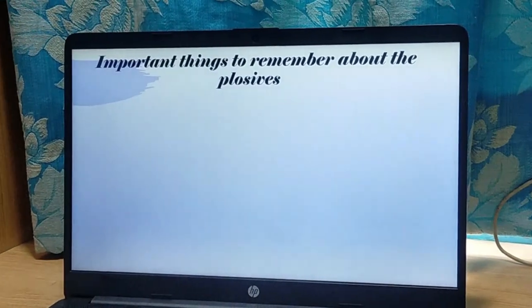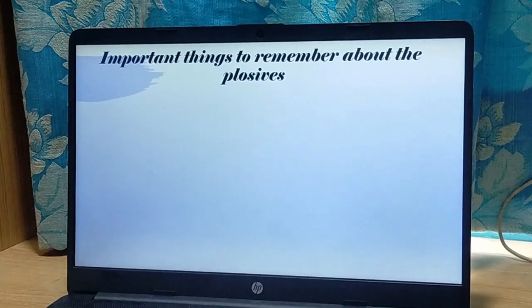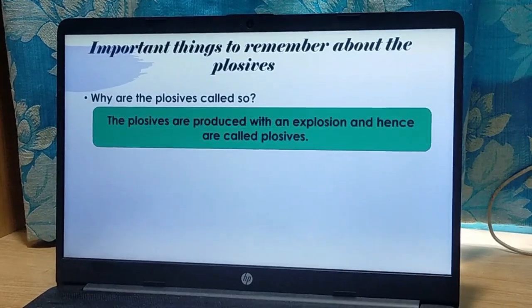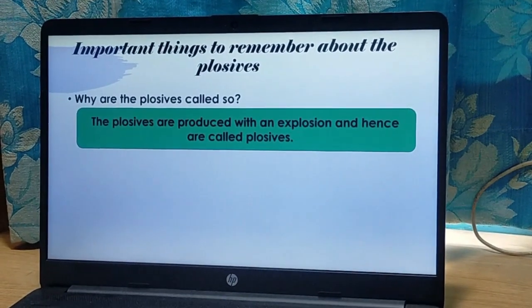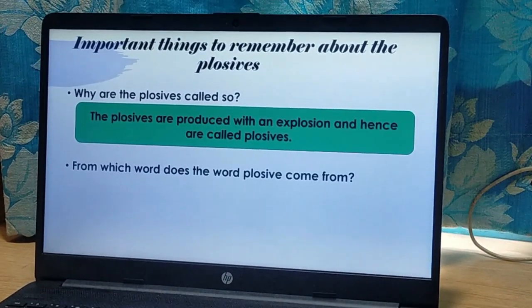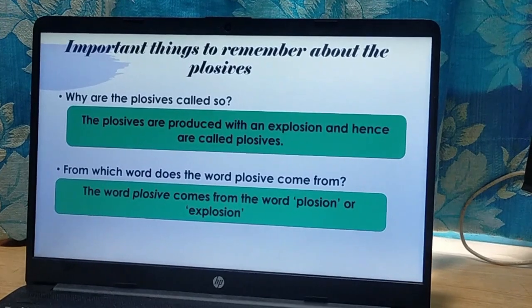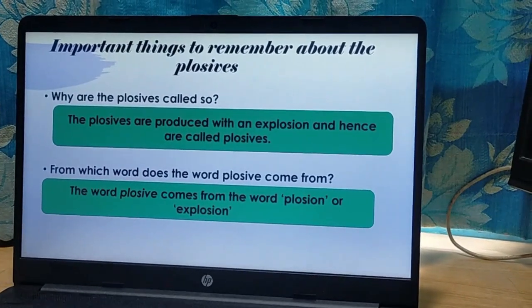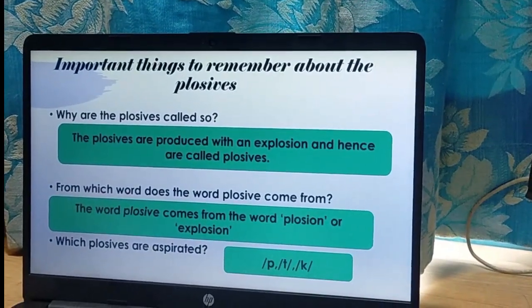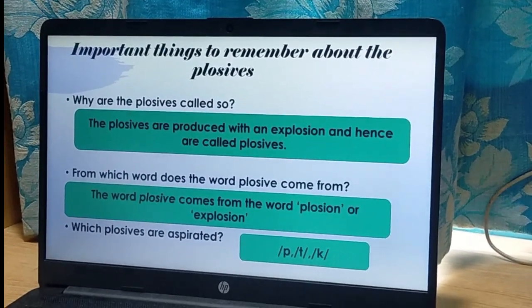So now let me sum up the entire lecture. Let me begin first of all with the important concepts related to plosives. Why are the plosives called so? The plosives are produced with an explosion and hence are called plosives. From which word does the word plosive come? The word plosive comes from the word plosion or explosion. Further, which plosives are aspirated? P, T and K. In fact, these are the only phonemes in the language which are aspirated.